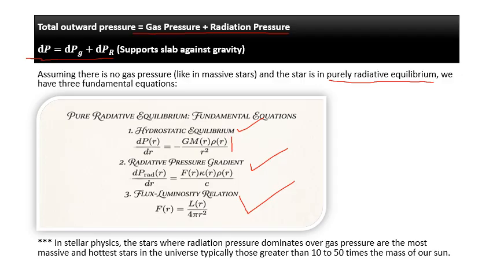One more insight you should know is that in stellar physics, the stars where radiation pressure dominates over gas pressure are the most massive and hottest stars in the universe, and they are typically greater than 10 to 50 times the mass of our sun. So in these cases only, we are going to assume that the gas pressure is negligible, and these equations will hold valid for these massive stars.